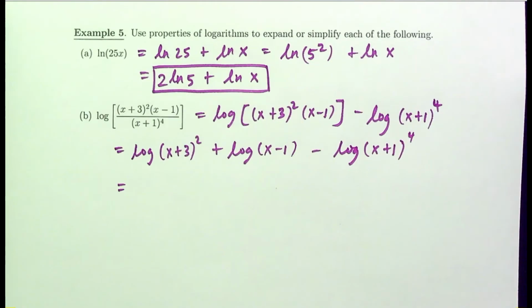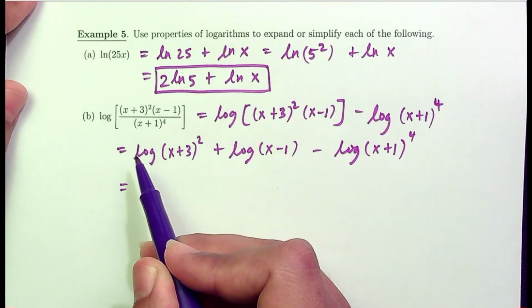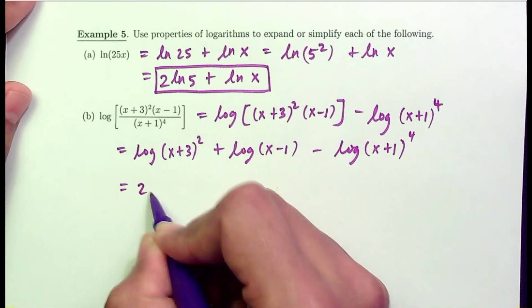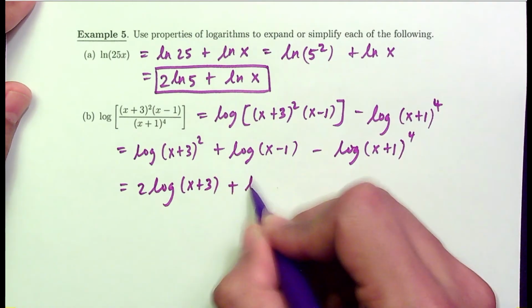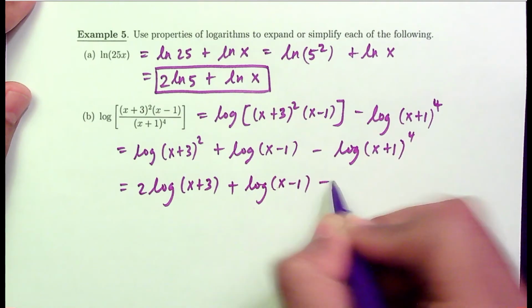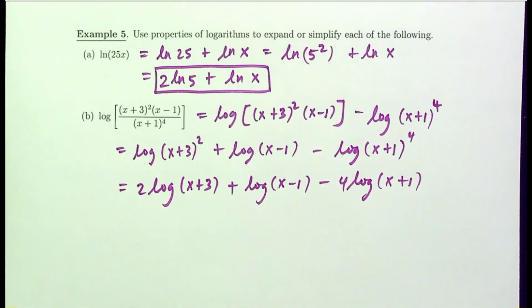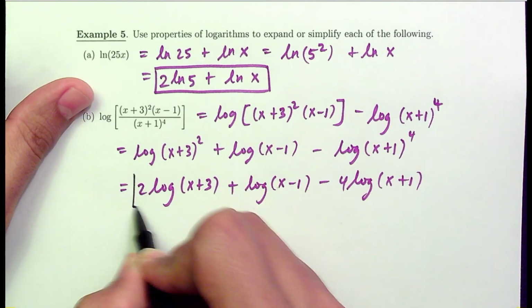And now you can take exponents and move them all the way to the front. So this is going to be 2 log of x plus 3 plus log of x minus 1 minus 4 log of x plus 1, and we're done. We cannot do anything with that. Remember, I told you, if you have a sum inside a logarithm, most of the time you cannot do anything, unless you can factor it. So this is over.